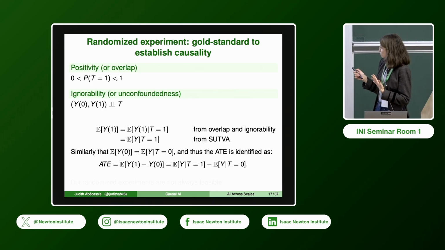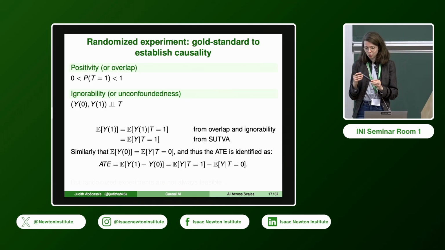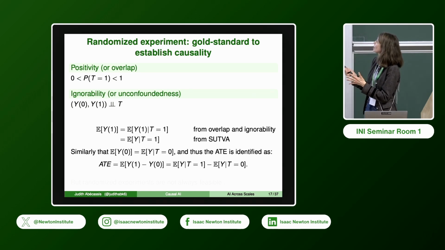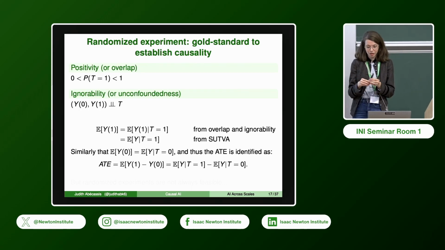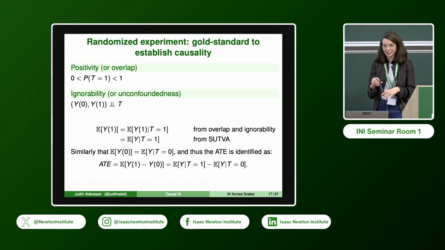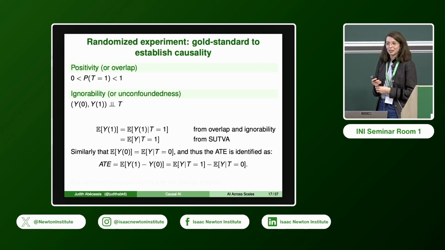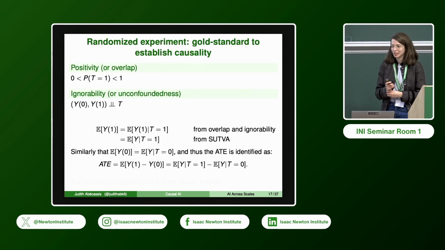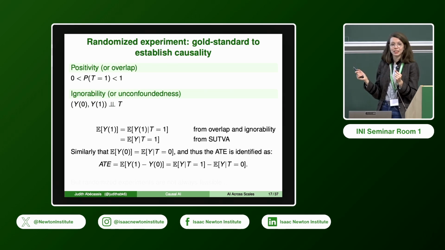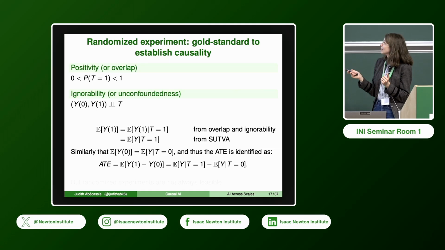So now there are two additional assumptions that we are going to see in the case of a randomized experiment. In a randomized experiment, it's usually the ideal case when we want to have causality, and so that's what pharmaceutical companies and doctors and publicists do to try to assess how it works. So we have two assumptions. The first one is positivity, that every unit has a non-zero probability to get either version of the treatment, and ignorability.